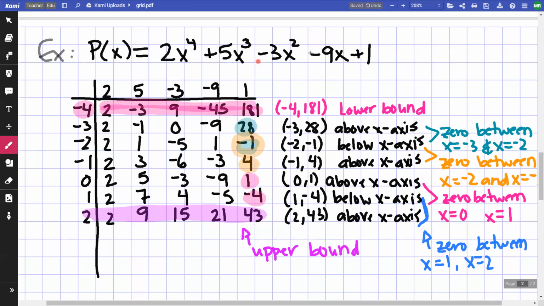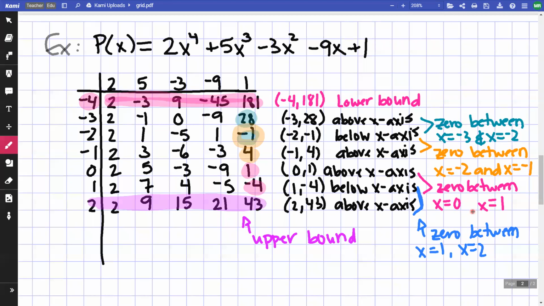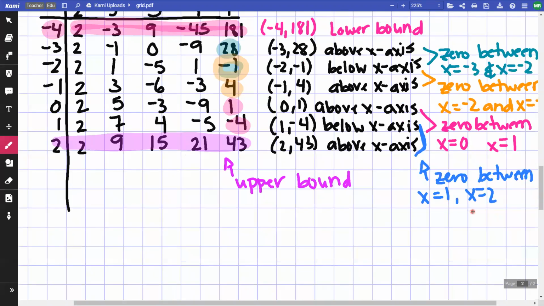Between -2 and -1, that wasn't any of my choices. That would not have been nice. This would not have been nice. Maybe between 0 and 1, maybe a half works. Sometimes you don't get nice answers. So then we're just going to sketch this so we can see what the graph looks like. Okay.